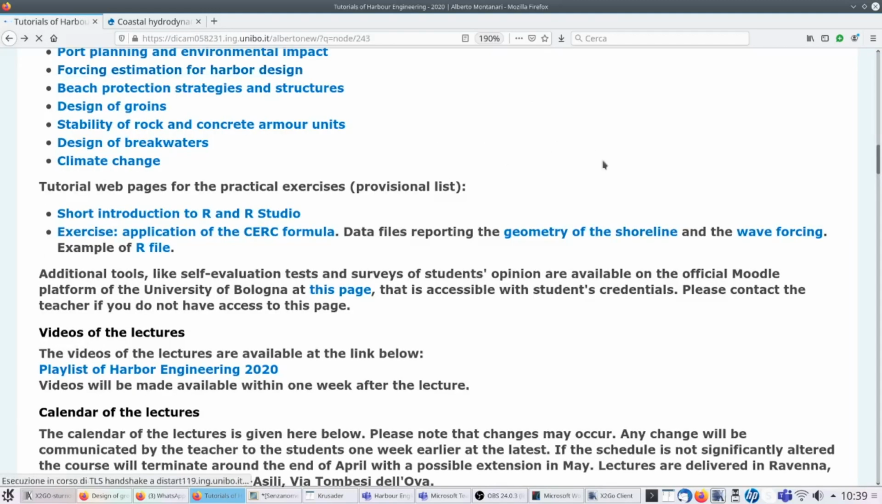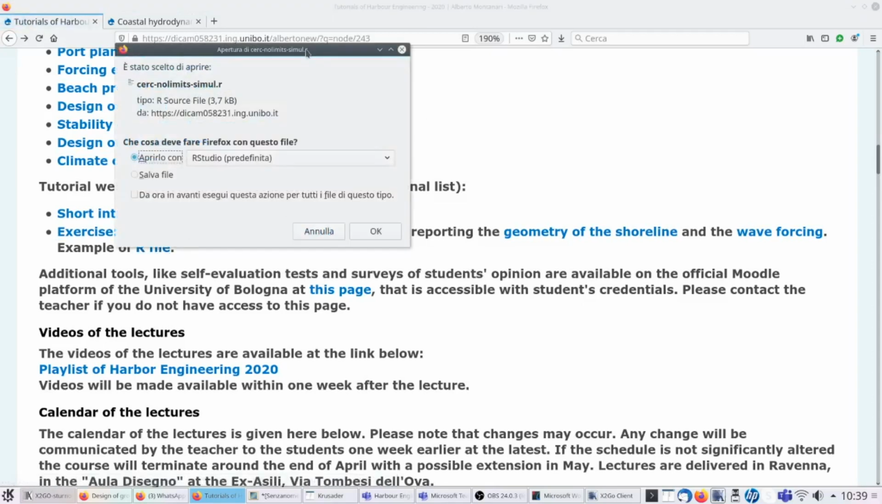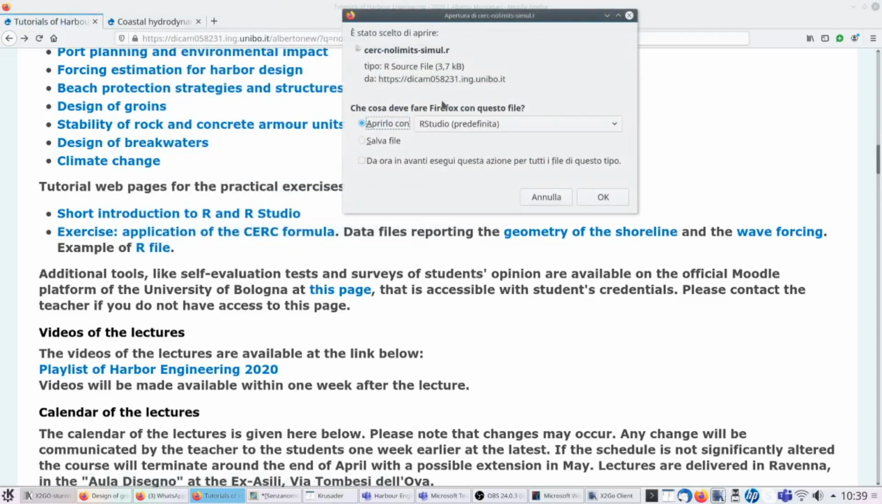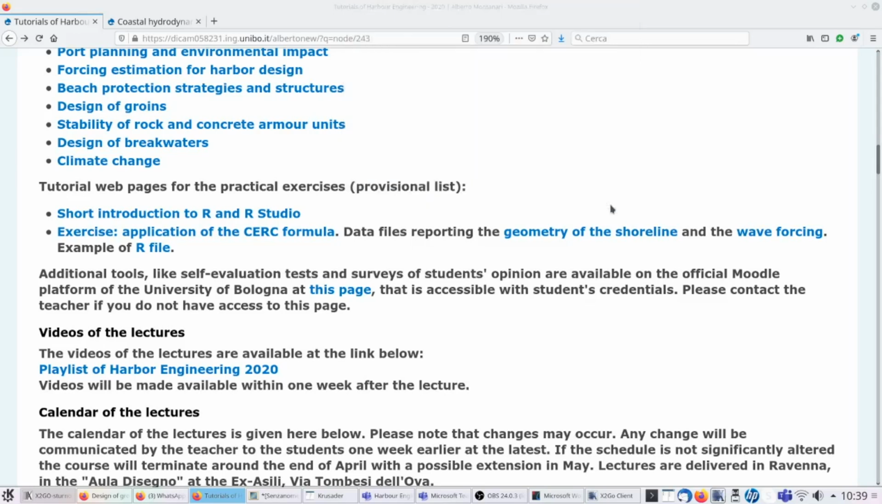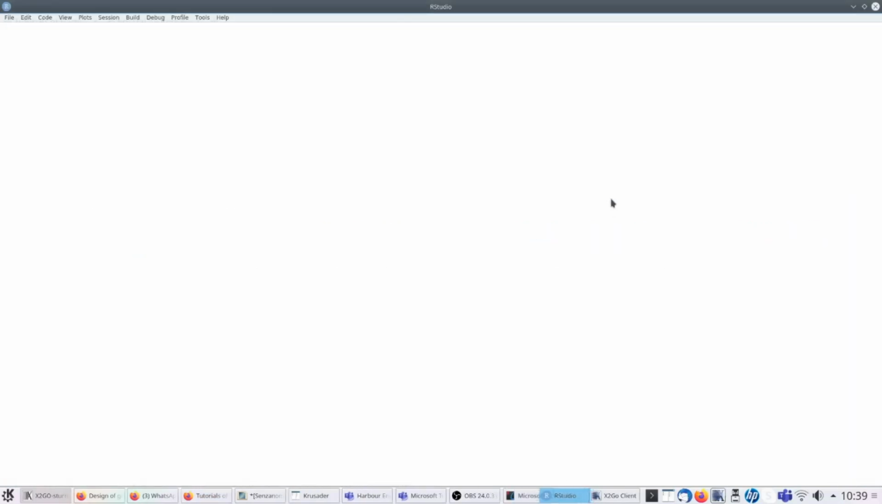Okay, good. Now let's open the example R file. When I click on it in my PC, I already get the opportunity to open it with RStudio. I'm not sure you are getting the same opportunity. Let's suppose that you don't get it, but I guess that if you have RStudio installed, you get it. But we already discussed this, so let's open it with RStudio.